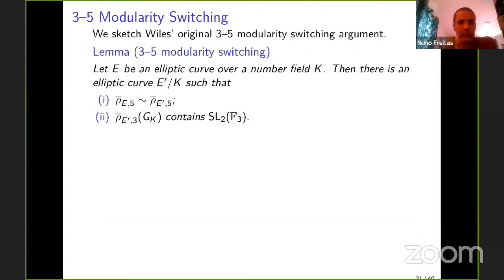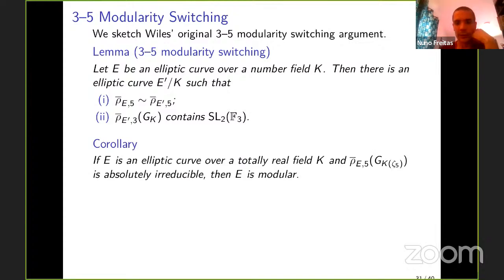Okay, so this proves the seed of modularity modulo 3. So now we have the 3-5 modularity switching argument. The idea is that given some elliptic curve E over K, we'll be able to find another elliptic curve E dash, also defined over K, such that the mod 5 representations of the two curves are isomorphic, and this new curve E dash has large image modulo 3.